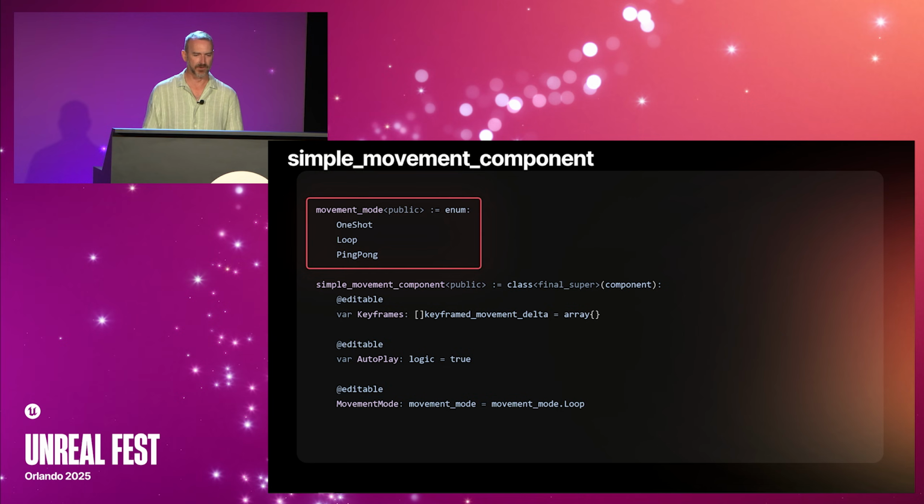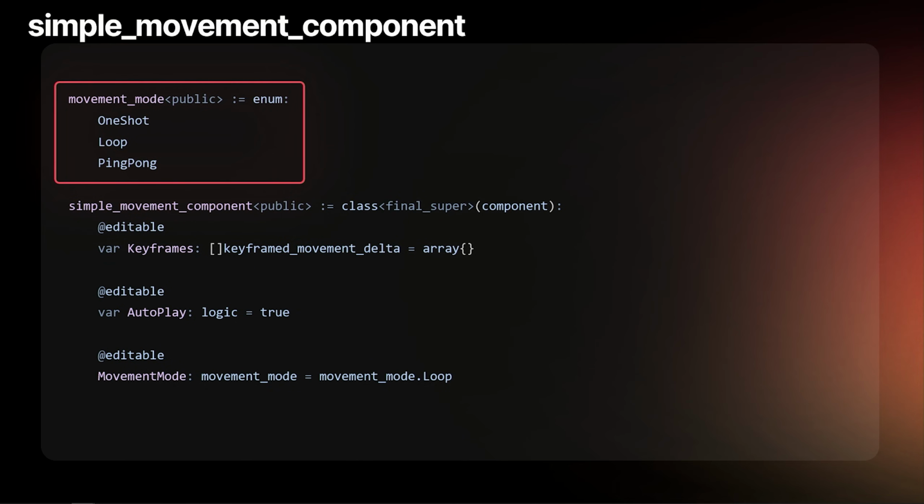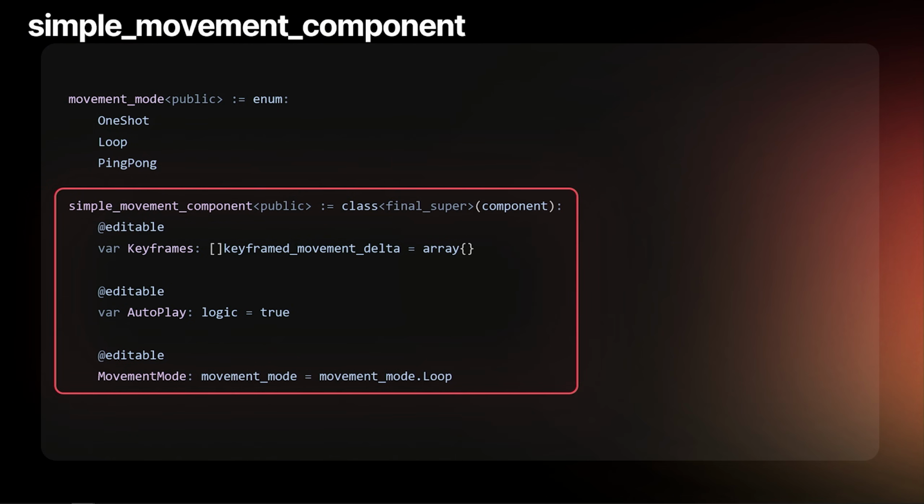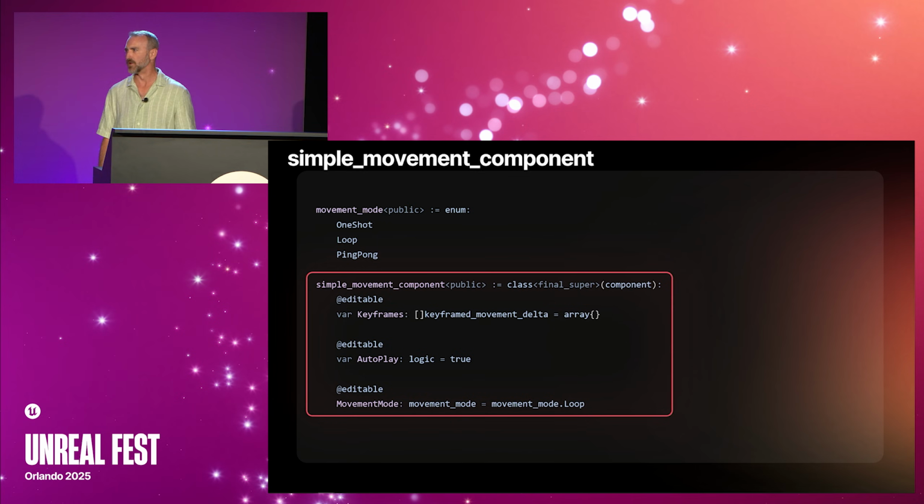So if we look at the code here, I'm setting up just an enum that allows the user to select which type of movement they want. And then I'm exposing with @editable, I'm exposing some fields to the details panel, just like you would with a verse device.